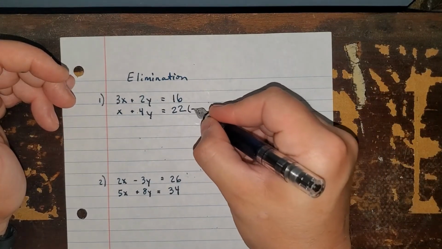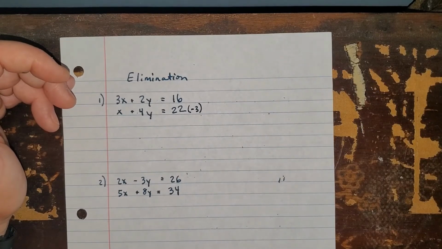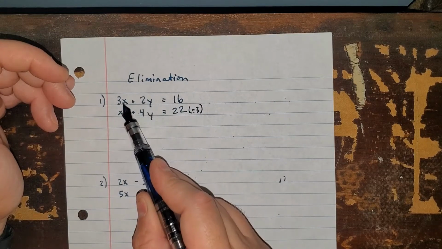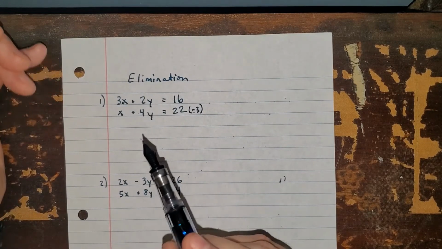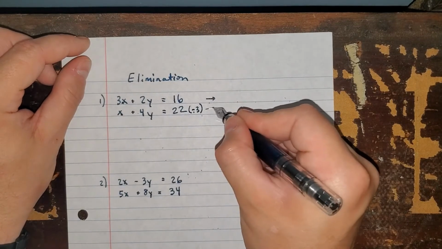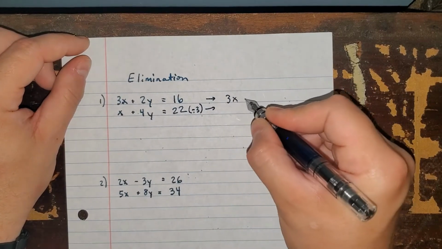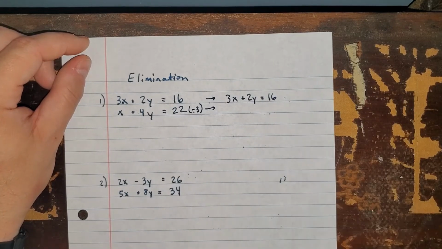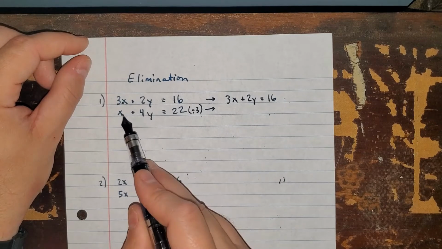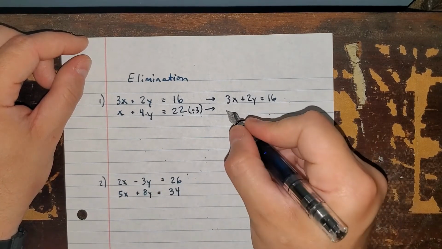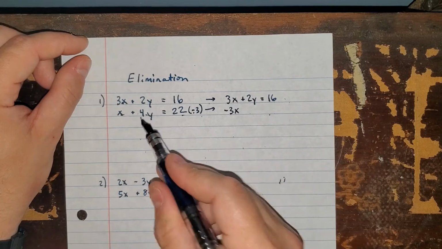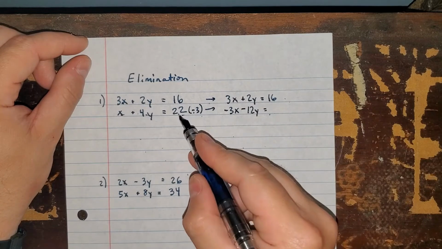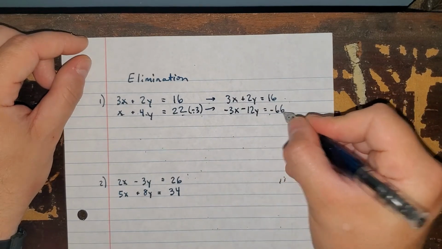So here's what I'm going to do. I'm going to multiply this bottom equation by -3. If I multiply that by -3, I get positive 3x up here, negative 3x down here. The x's will go away. Let's see what we get. So I get 3x plus 2y equals 16. Just take this first equation, copy it. Second equation, I'm going to multiply everything by -3. So I get negative 3x, and then 4 times -3 is negative 12y, and 22 times -3 is negative 66.